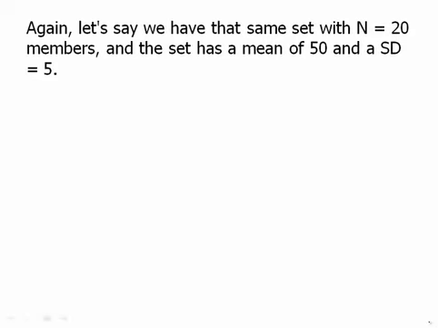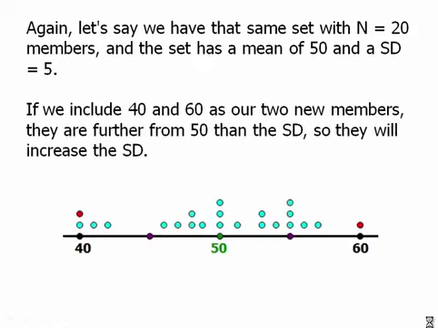Again, let's start out with that same set, 20 numbers, mean of 50, standard deviation of 5. Suppose we include 40 and 60 as our new members. So first thing to notice, 40 and 60, one is 10 above the mean, one is 10 below the mean. They're equally spaced around the mean. So that means they're not going to change the mean. So the mean of the new set is also 50. Well, right away, that's good. That means that none of the other deviations change.